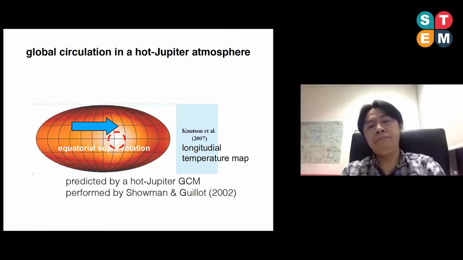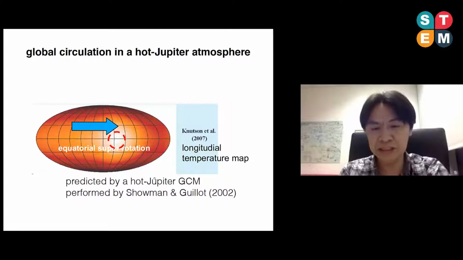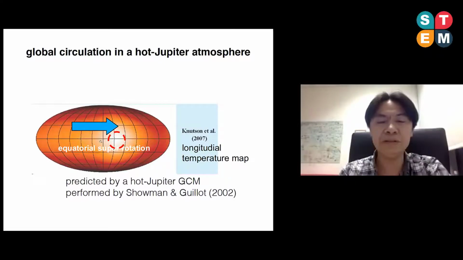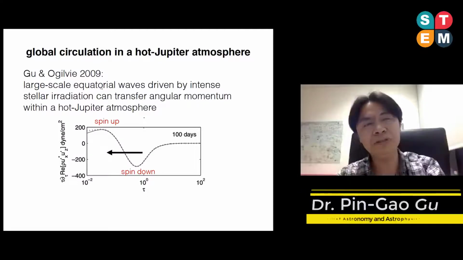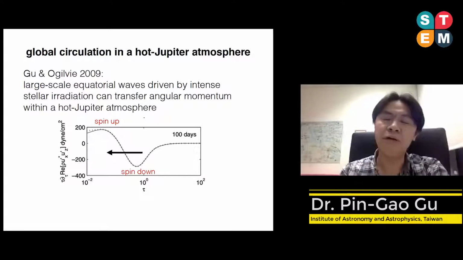Although the concept of equatorial superrotation was already predicted a long time ago in a GCM simulation by Schneider and Gill, how the angular momentum is transferred toward the equator was actually unknown at that time. One way of doing this is a wave, which can carry angular momentum and redistribute angular momentum from one part of the planet to another part.